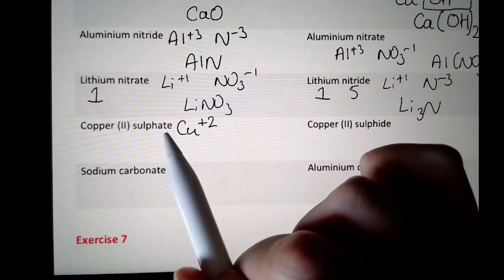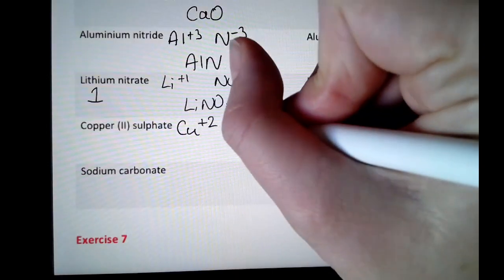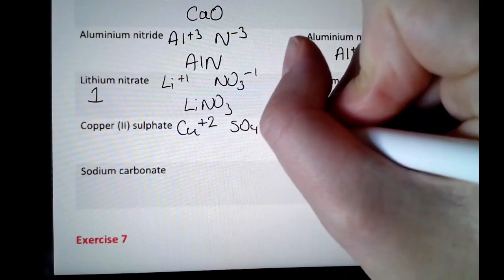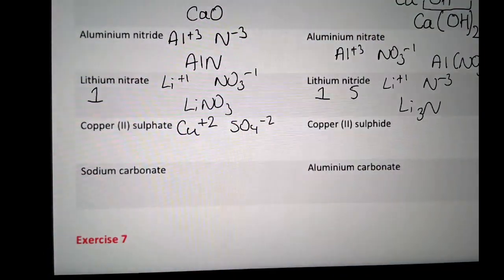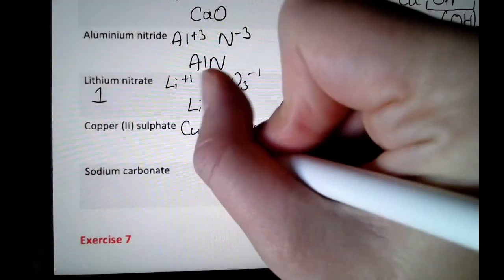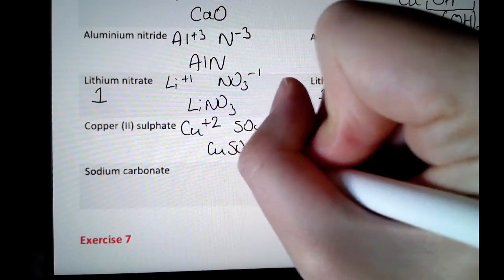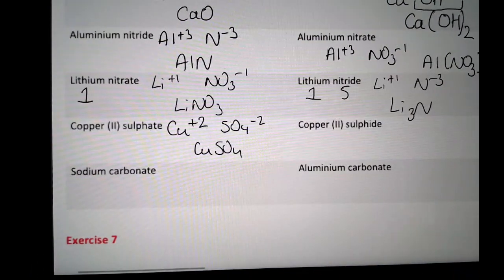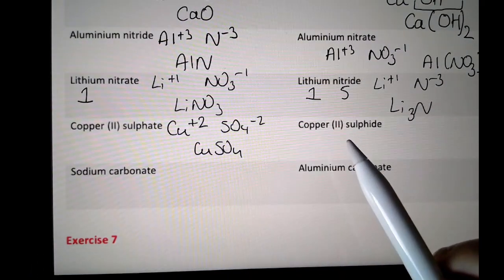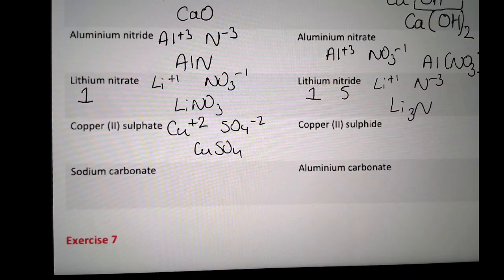Sulfate, sulfur and oxygen. It's one of my polyatomic ions, and it has the formula SO4 2-. Just need to learn that off by heart. So +2 and -2 immediately cancel. The formula is just CuSO4. I want you to have a go at the other side here, copper 2 sulfide.